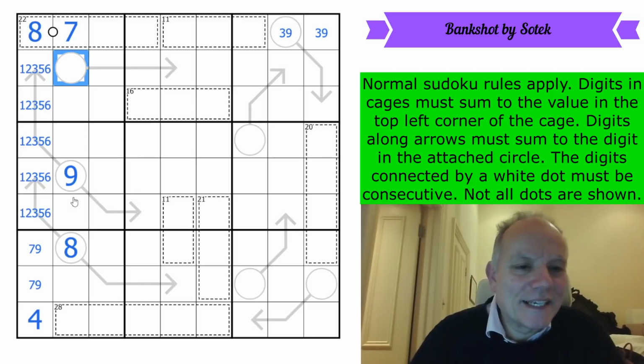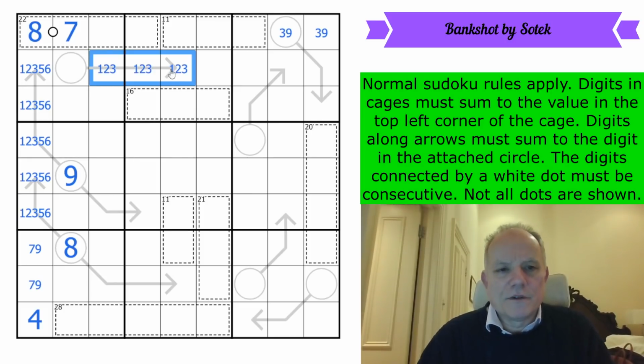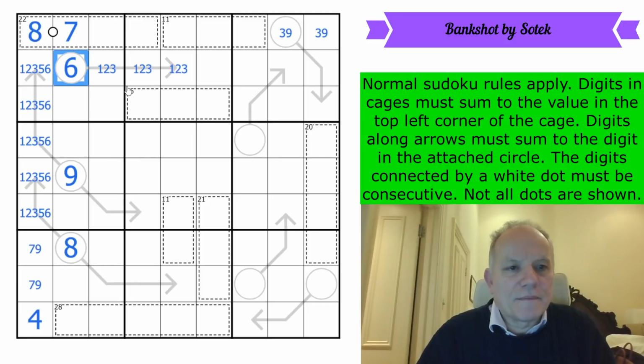Oh, that's pretty. This now has a 9, 8, and 7 in the column, but we know that it adds up 3 separate Sudoku digits. The minimum they can be is 1, 2, and 3. The maximum this can be now is 6. So there we go. That must be what it is.